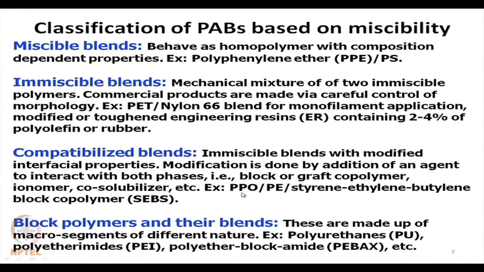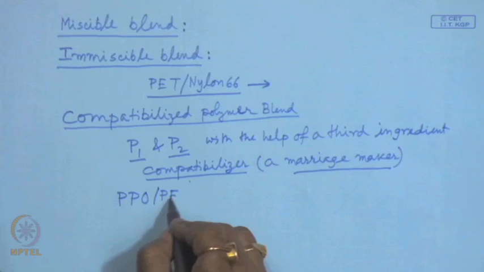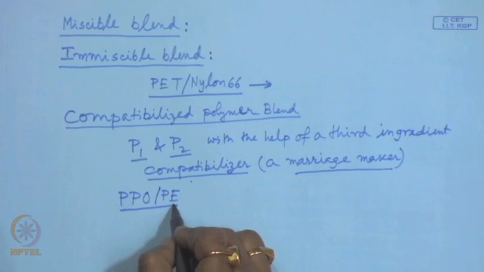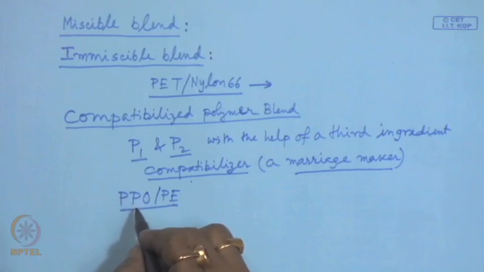Examples are polyphenylene oxide, PPO, and polyethylene. These two are compatibilized. Polyethylene is purely hydrocarbon, while polyphenylene oxide has got some polar nature.